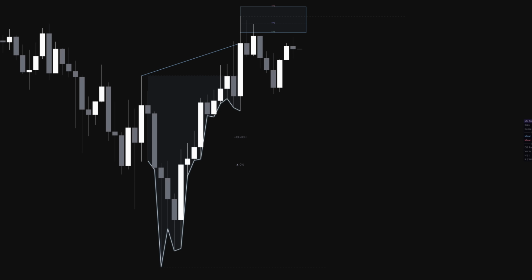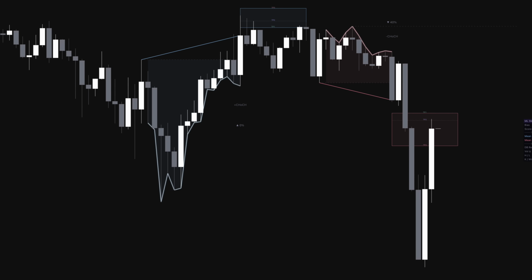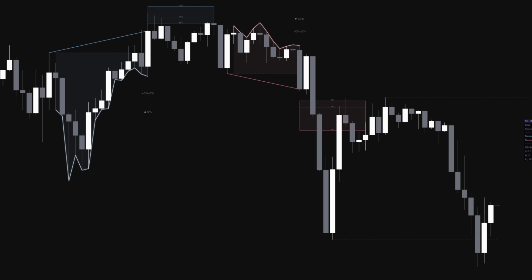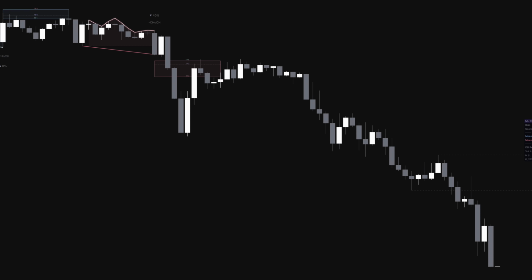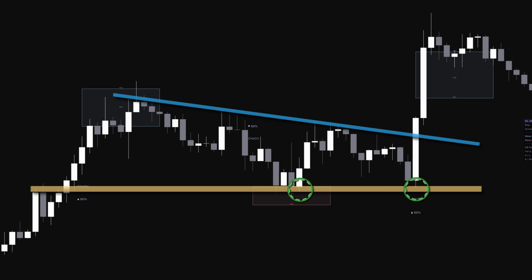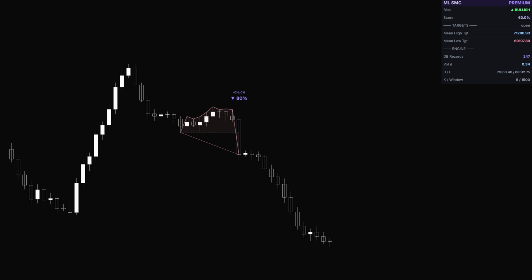It is built as a context tool rather than a mechanical entry system, since the output is a probability and a set of targets, not a direct buy or sell. It sits most naturally alongside your own entry method, adding a historical read on the setup rather than replacing your decision. The limitations are important with a tool like this.